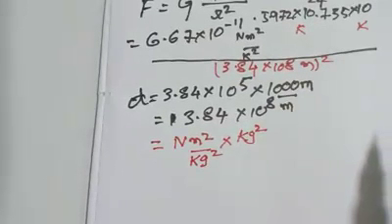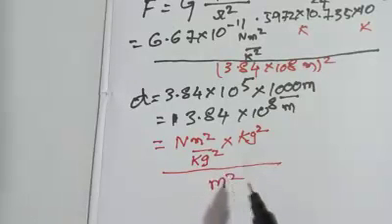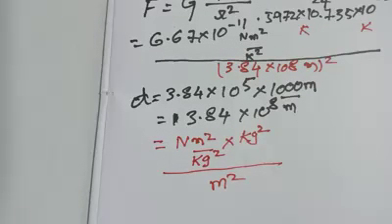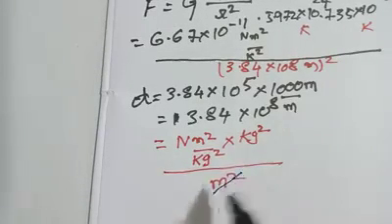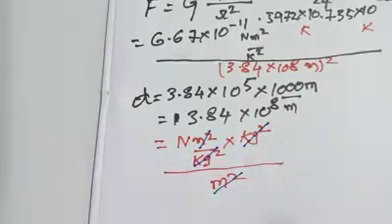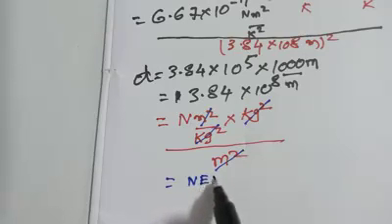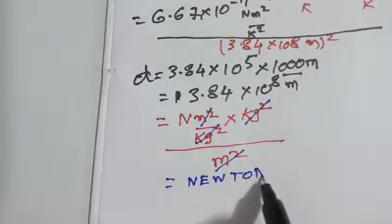This becomes kilogram squared, whole divided by meter squared. So this is entirely divided by meter squared. Now you see what it actually gives. What we find over here is that this meter squared gets cancelled out, this kilogram gets cancelled out, and what we get is the force. That is, the unit of the force is Newton, right?